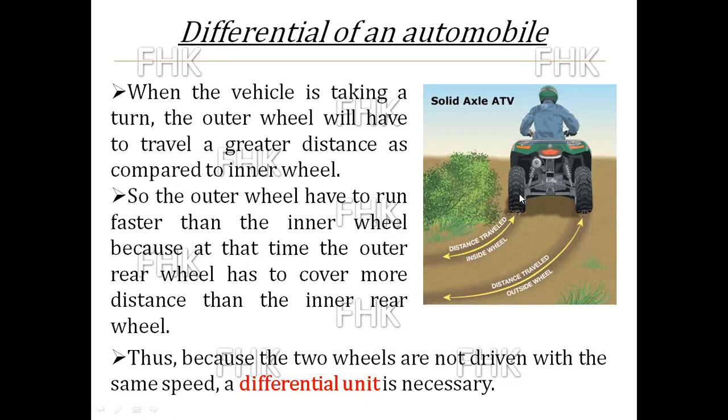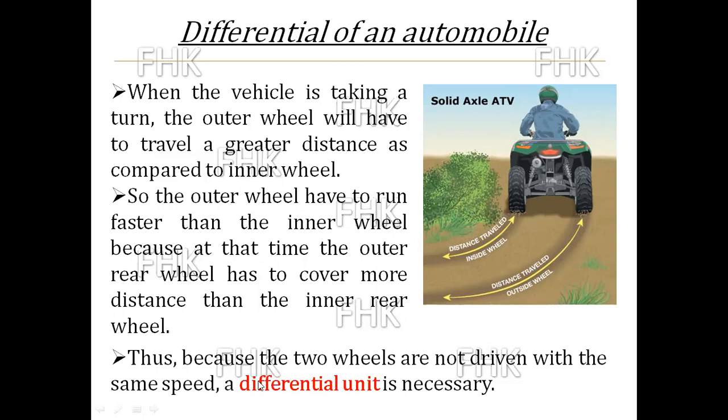As you can see in the photograph, the outer wheel has to travel more distance as compared to the inner wheel while taking the turn. So the radius of curvature of the outer wheel is always greater than the radius of curvature of the inner wheel. That is the requirement while taking the turn by the vehicle. This condition is satisfied by the unit used in an automobile, and that unit is called the differential unit.